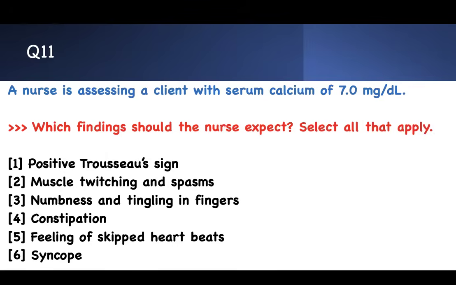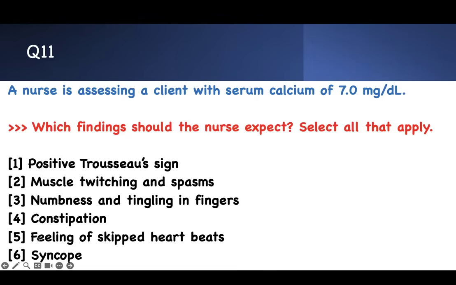Five more questions. What do you think? A nurse is assessing a client with a serum calcium of 7. This is low. I will show you how to master calcium signs and symptoms because these are things that show up on the NCLEX. There's a strategy and I'll show you a simple way.